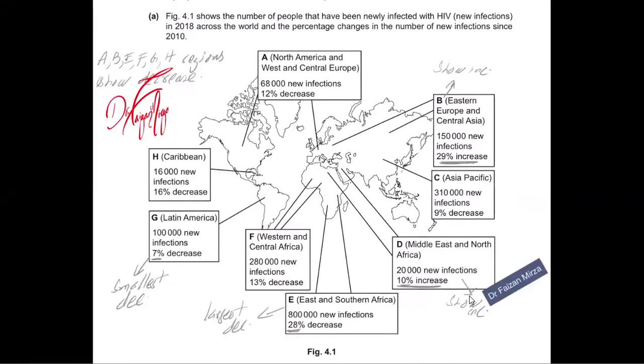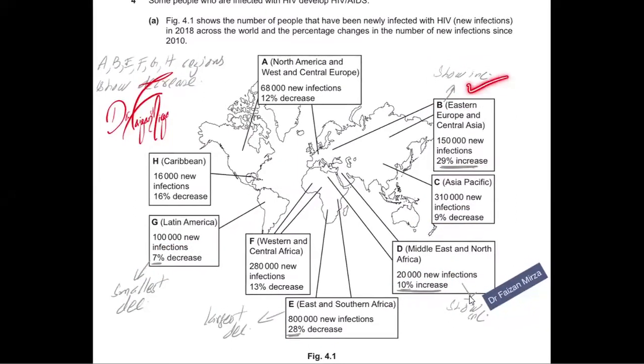In various regions, you can see in A, new cases are these many, 12% decrease. In B, there's a 29% increase. This shows increase. In C, 9% decrease. In D, 10% increase. So this shows increase, this shows increase. E, 28% decrease. F shows 13% decrease. G shows 7% decrease. So I have just annotated what I can see here. These two areas, they show increase. The largest decrease is shown by E, just using the numerical values here, because this is the relevance of the numerical values. We actually can compare one thing against the other. The smallest decrease can be seen in G. And I just mentioned all the regions where we can see the decrease here.